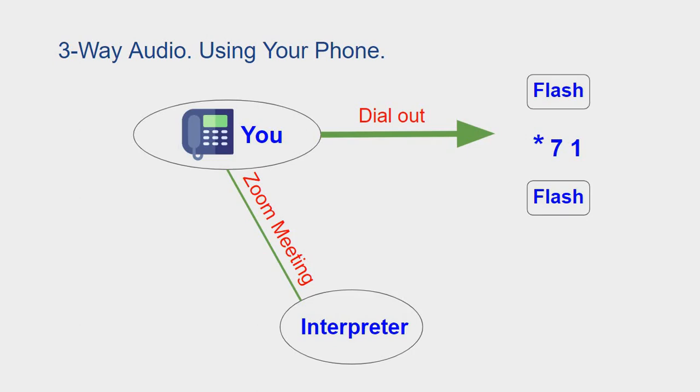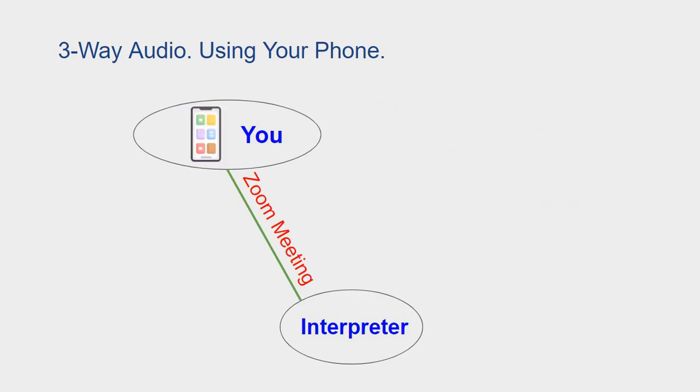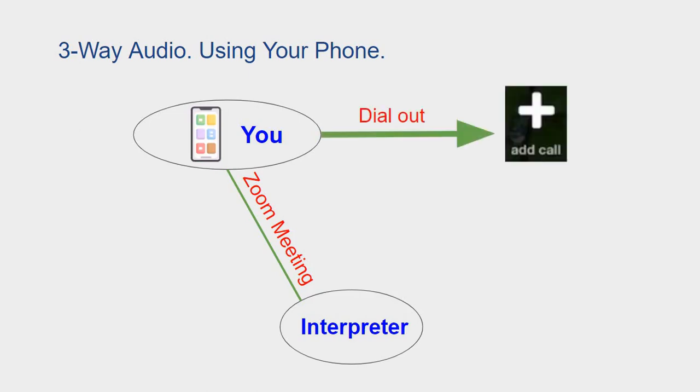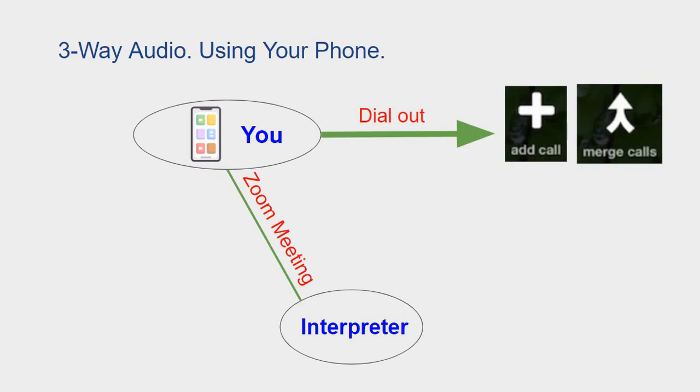You can also dial out a three-way call using your iPhone or Android phone if it is HIPAA compliant. Once connected to the interpreter, simply press the Add Call icon on your cell phone dial pad, then dial your LEP client's number. Once connected, press the Merge icon. Note, the Add Call icon will only show up when you are already in a call.